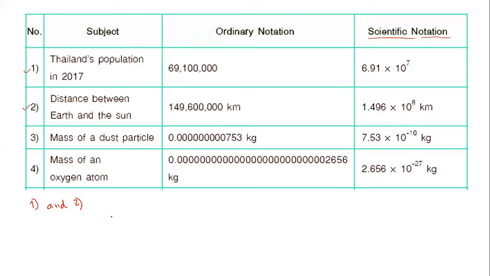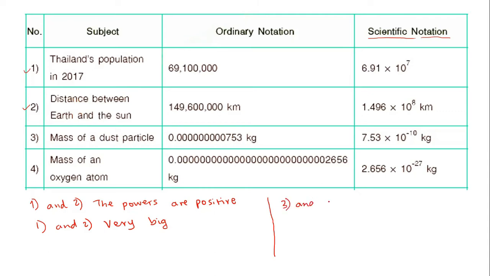Positive, right? Very good, Richardson. Thank you. The powers are positive. And you see that in number 1 and number 2, the numbers are very big. These numbers are very big and the powers are positive. Okay, now you look at number 3 and number 4.